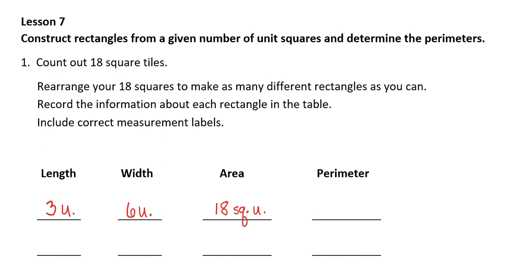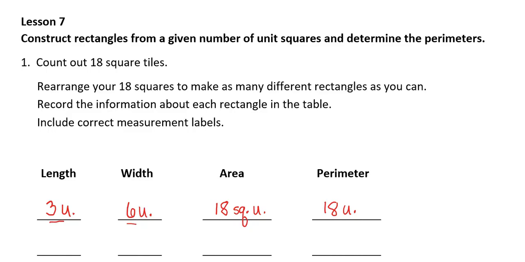To find the perimeter, I need to add all 4 sides. Well, one side was 3 units. The top was 6, so 3 plus 6 is 9. The left side would be another 3 units, so that's 12, and then the bottom would be another 6 units. So in this case, my perimeter is also 18 units. Now let's see if we can make another rectangle.